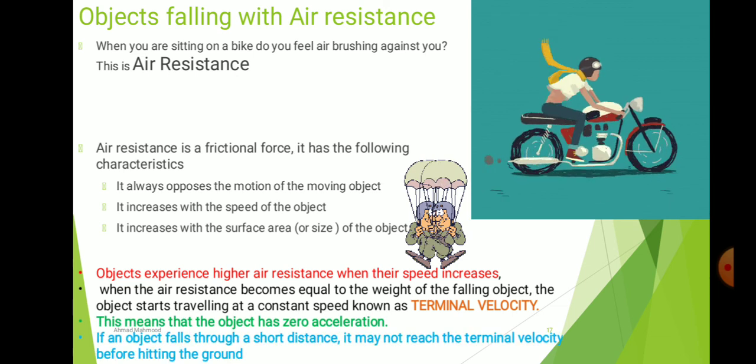If the object falls through a short distance, it may not reach the terminal velocity. Why? Because the upward force and the downward force do not get much time to become equal, right? That is why when a body falls through a short distance, it may not reach the terminal velocity, because it does not get adequate time to become equal.